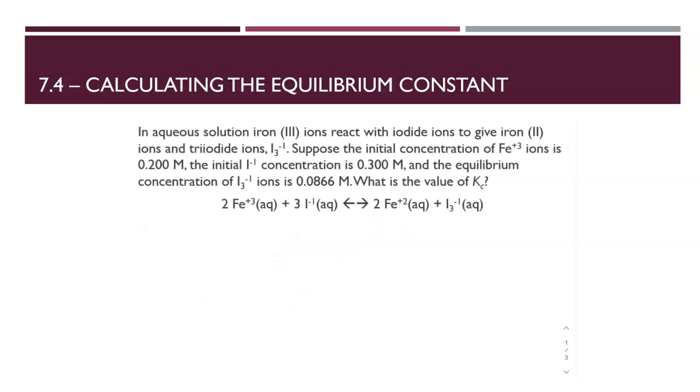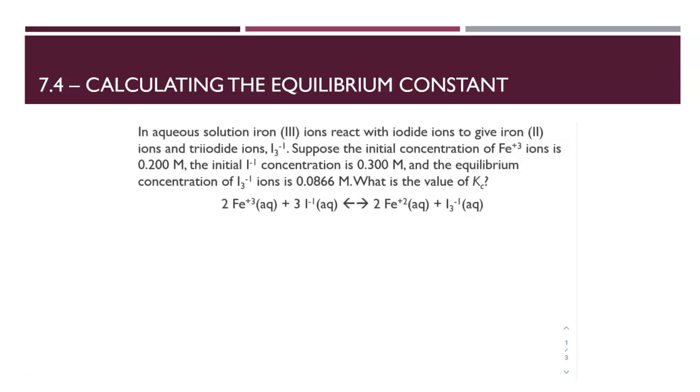So this question has us looking at the reaction between aqueous iron 3 ions reacting with iodide ions to produce iron 2 ions and triiodide ions. We're given the initial concentrations of iron 3 and iodide ions, so before the reaction happened. That would be if they were in separate containers before you mix them. Then the reaction happens, and at equilibrium, we're told what the concentration of the triiodide ions is. And the question asks us to find the value of Kc, our equilibrium constant in terms of concentration.